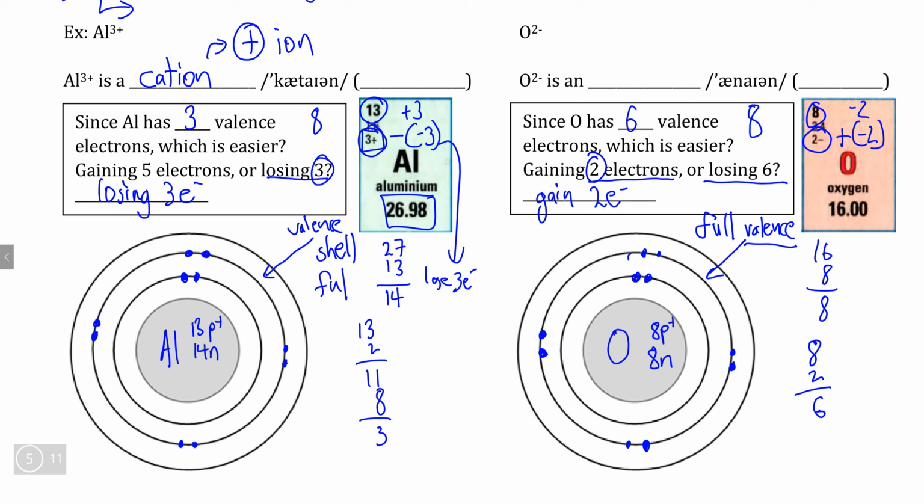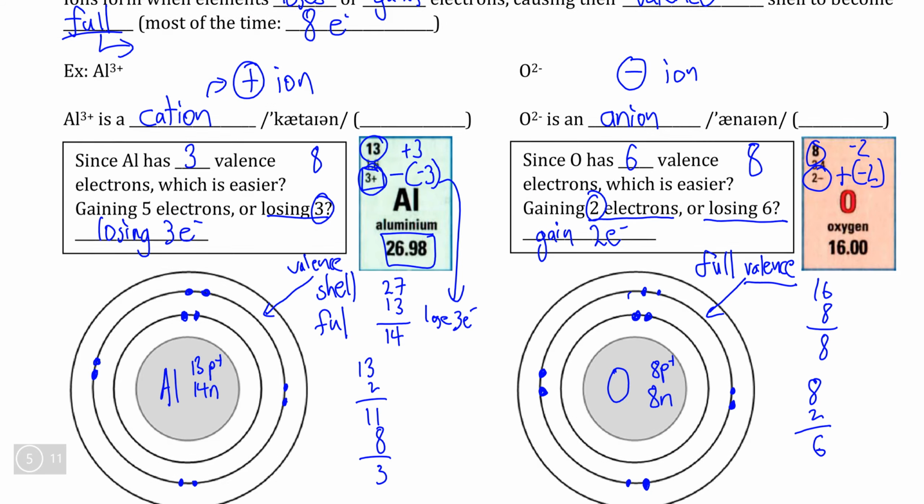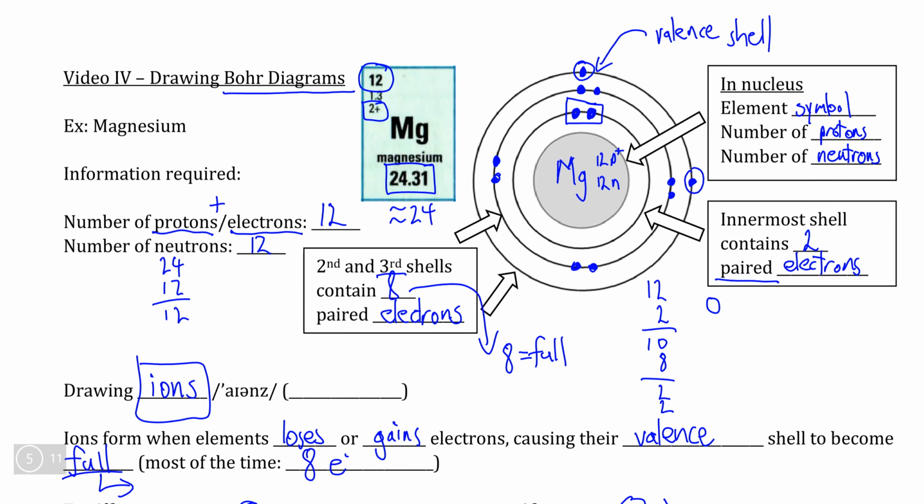Now, oxygen is not a cation because it doesn't have a positive charge, so instead we call oxygen an anion, meaning that it is a negatively charged ion, an element that has gained electrons, giving it a negative charge. This concludes our video on drawing Bohr diagrams of elements and ions.